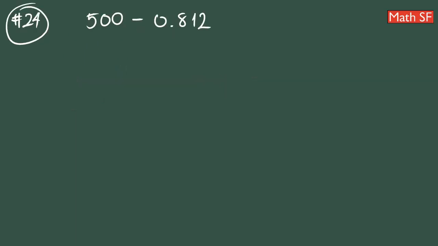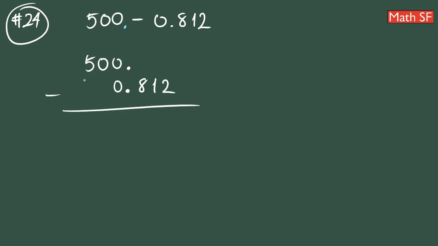More subtraction. But wait a minute, 500, where is the decimal place? The decimal place is here because it's 500 wholes. So let's align that. 500 point, and then the other point should be here, so it's 0.812. Subtract. Now what am I going to do with this? Fill this with zeros. Now I need to subtract.